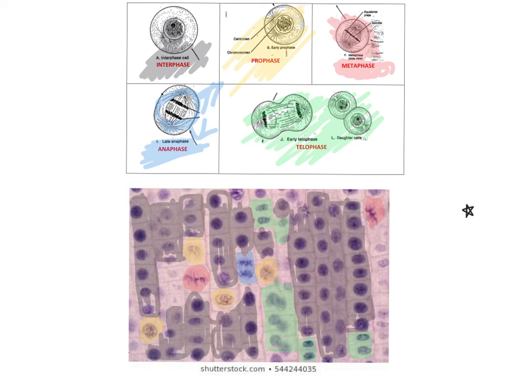Then I can count up how many cells I have in each phase. For example, metaphase, 1, 2. Prophase, 1, 2, 3, 4. Telophase, 1, 2, 3, 4, 5, 6, 7. And then interphase would be all my others, 1, 2, 3, and so on up to 30. You get the idea. You can count them all up, and then you'll know how many are in each phase.